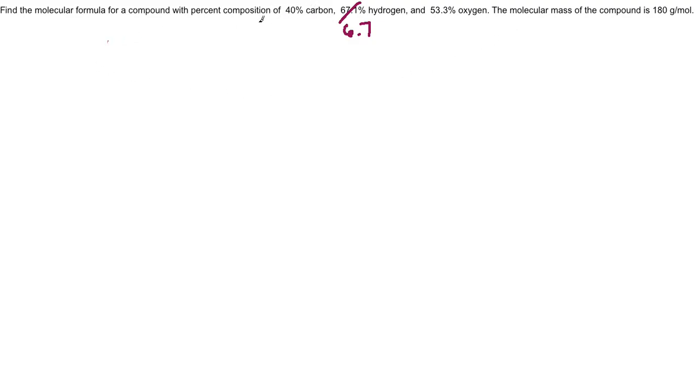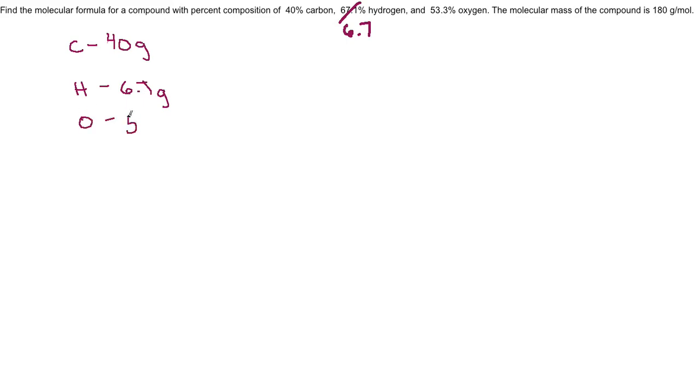Since I give you percents, you can assume that's just the exact same thing as grams. So I have 40 grams of carbon. Okay, and I'll just put carbon right here. I have 6.7 grams of hydrogen, so hydrogen's right there. 6.7 grams, awesome. And I have 53.3 grams of oxygen.